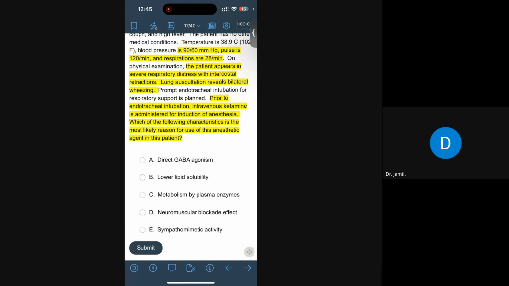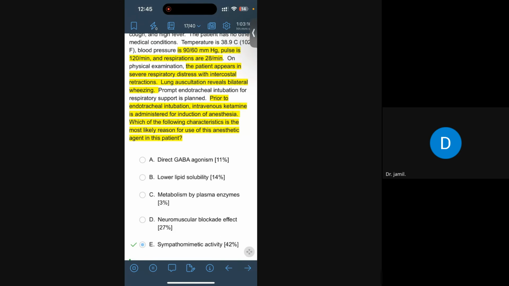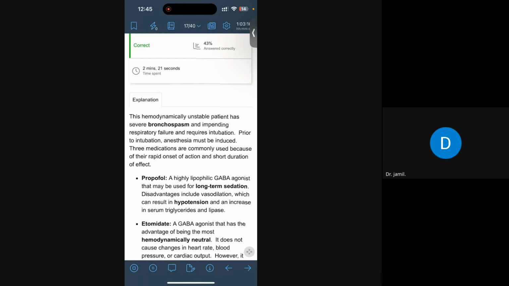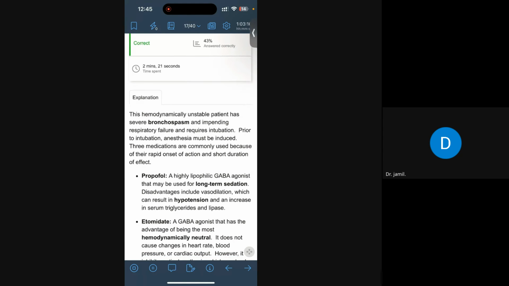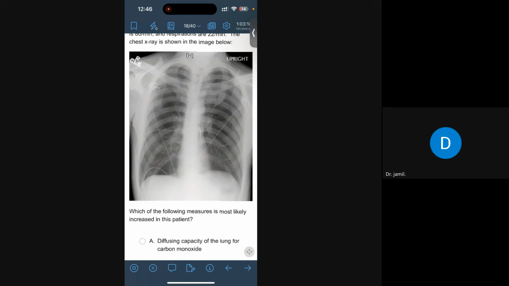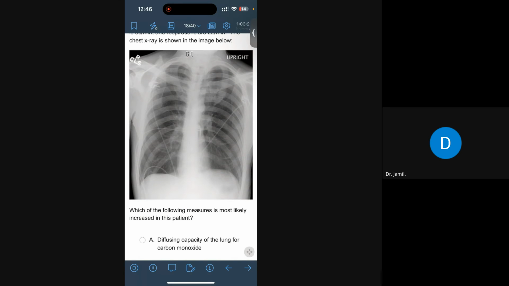So what will be the answer then? Sympathomimetic activity. That's why we are using ketamine here, to solve the two issues this patient is suffering from. It is written in anesthesia pharmacology. Okay, let's move on to the next one. This diagram is much more clear.